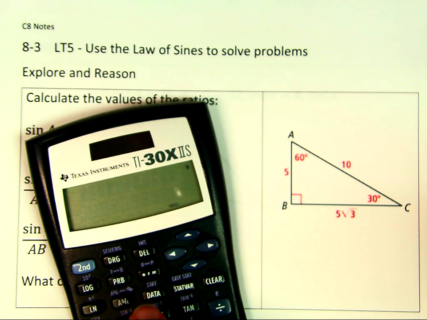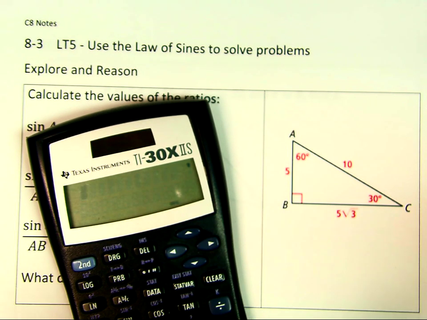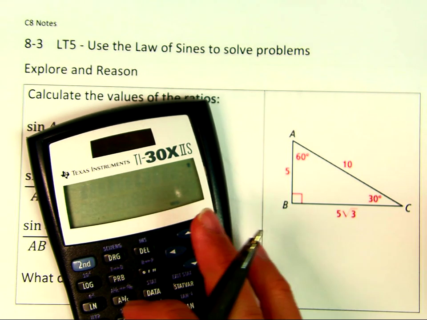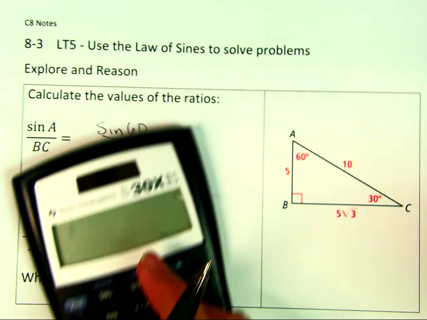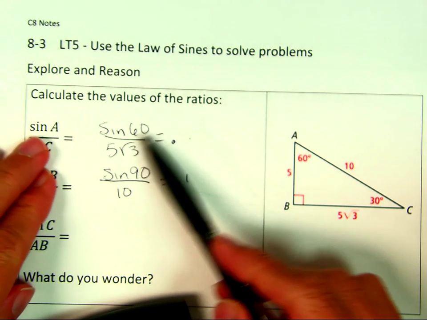You are definitely going to need a scientific calculator, so if you don't have one, you got to go get one. And we're going to talk about the law of sines, which is a law that we can use to find sides or angles in a triangle, not just a right triangle, but we're going to start off with a right triangle.